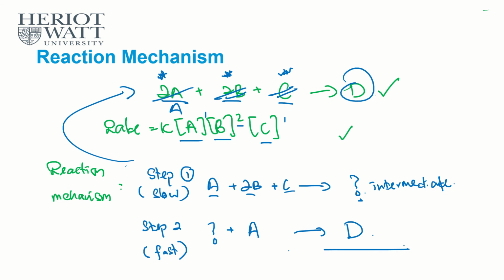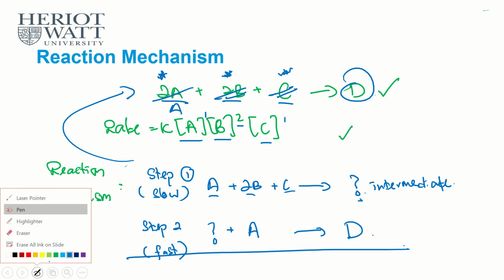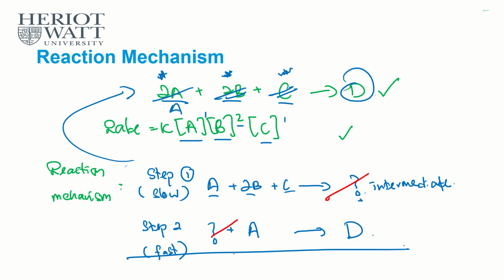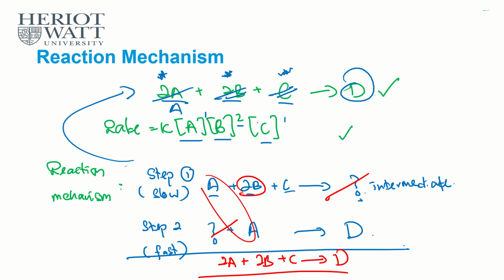Alright? And then we double check. If we sum these two equations together, see whether we can get the overall equation. So question mark cancelled out. I have 2A, so 2A plus 2B plus C equals D, exactly the same. So which means your step 1 and 2 here are valid. I mean, these are the right answer then. Okay, so this is how we deduce the step 1 and 2, slow step and fast step. We try to put in whatever is in the rate equation, the one in first and second order, and the rest we try to make up until we can get an overall equation as the one given. So this is the second way they can ask you.